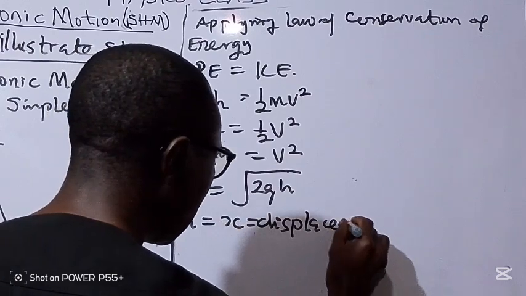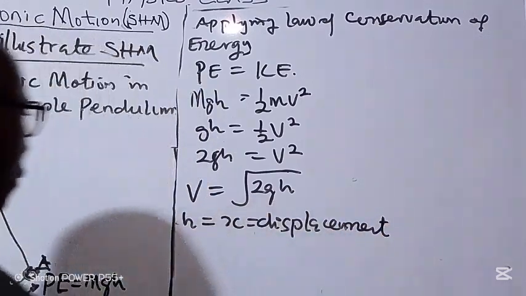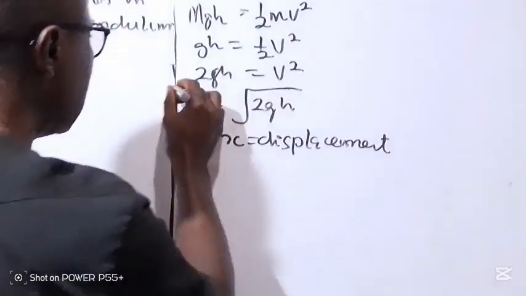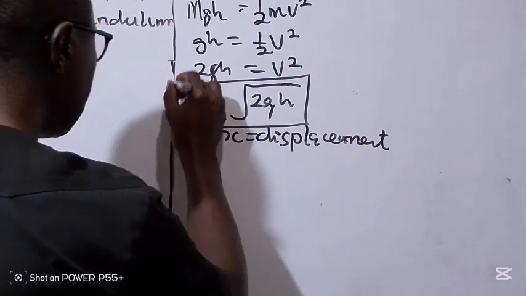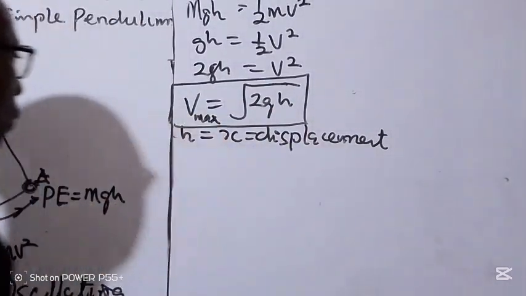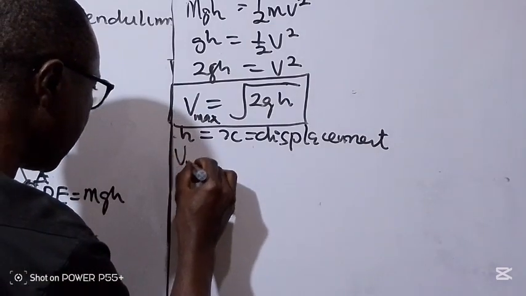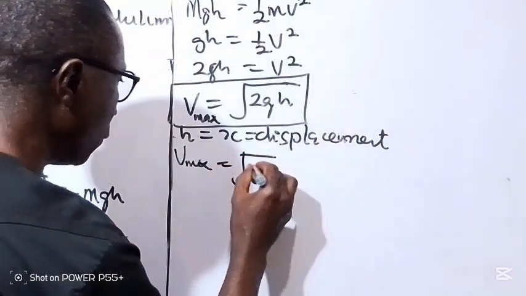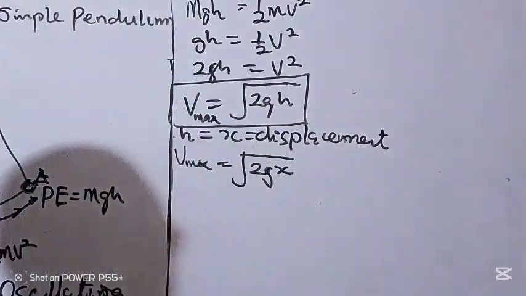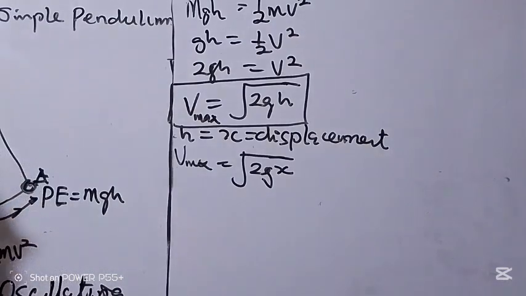And this will now show the maximum velocity of an oscillating simple pendulum bulb. We said h is equal to s. We can now say v maximum will be equal to the square root of 2gs. Don't forget, g is the acceleration due to gravity, s is the displacement.